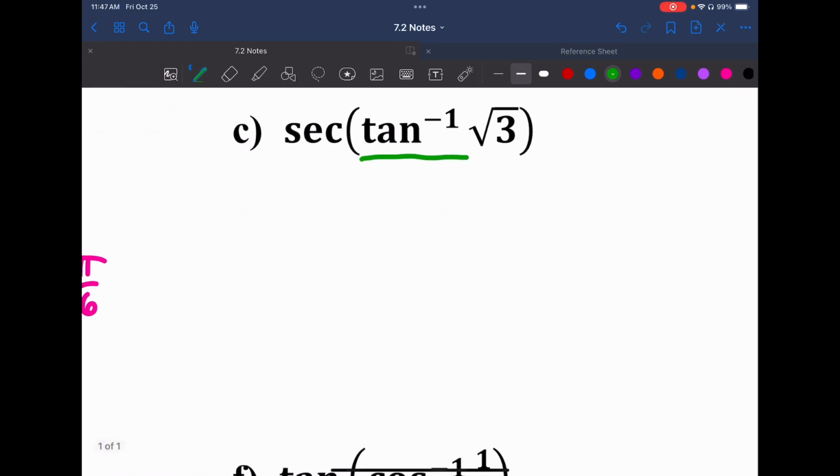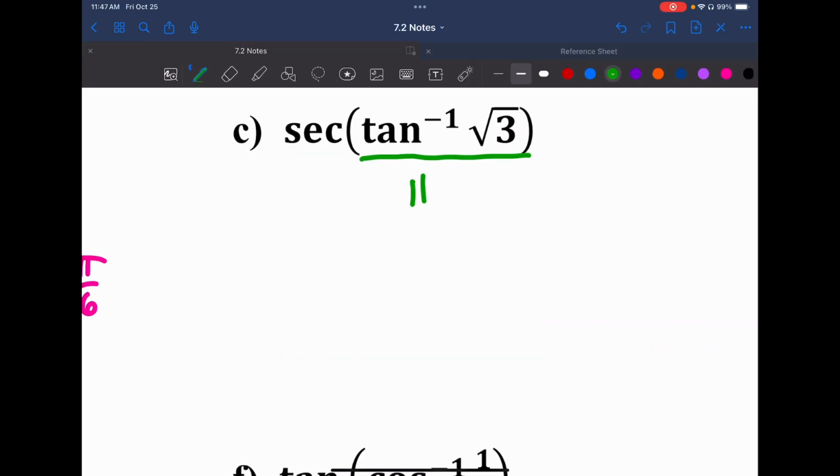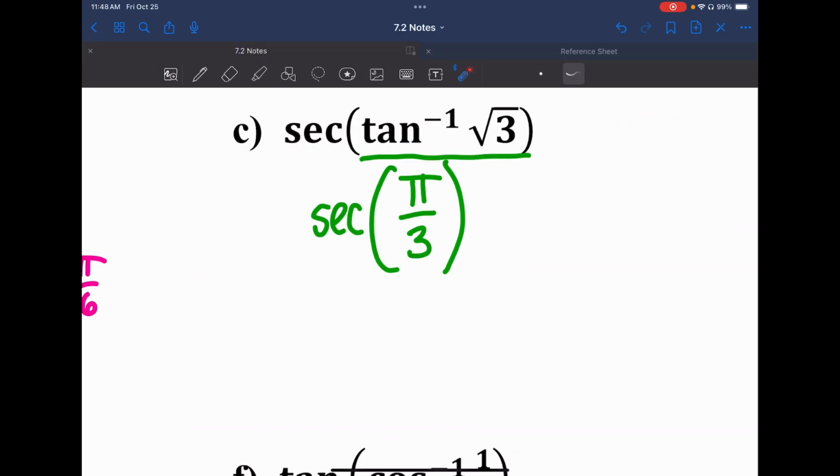All right, we have inverse tangent of square root of 3. So tangent of square root of 3 is pi over 3. Now we're going to find secant of pi over 3. So secant of pi over 3 is 2. We don't have to do anything special on that one.